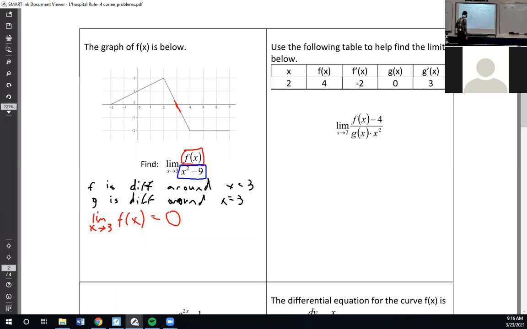Let's check the limit of the bottom. We take 3 and square it. Minus 9. That's 9 minus 9. What do you know? It's 0. So we have our indeterminate form. We have our 0 over 0.